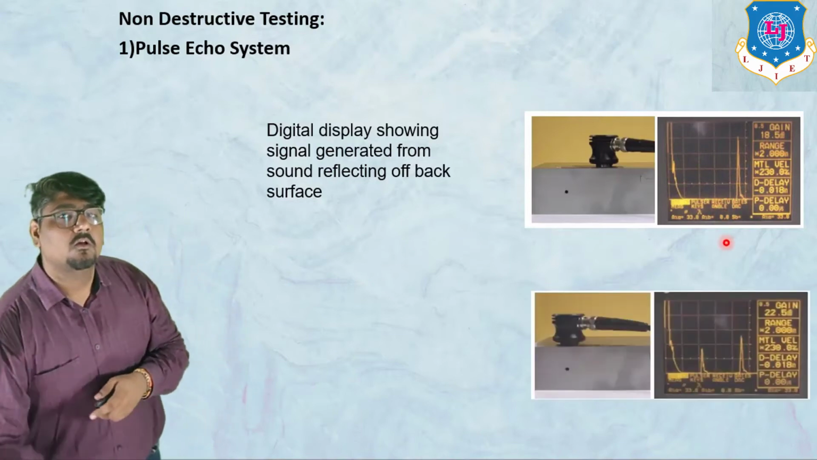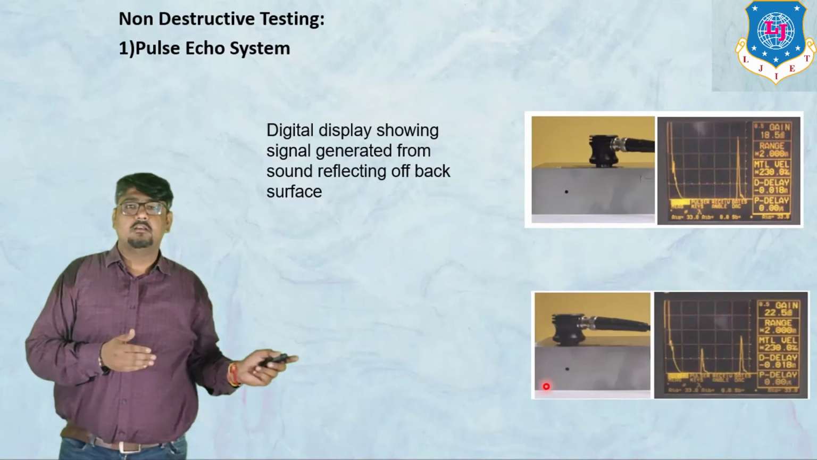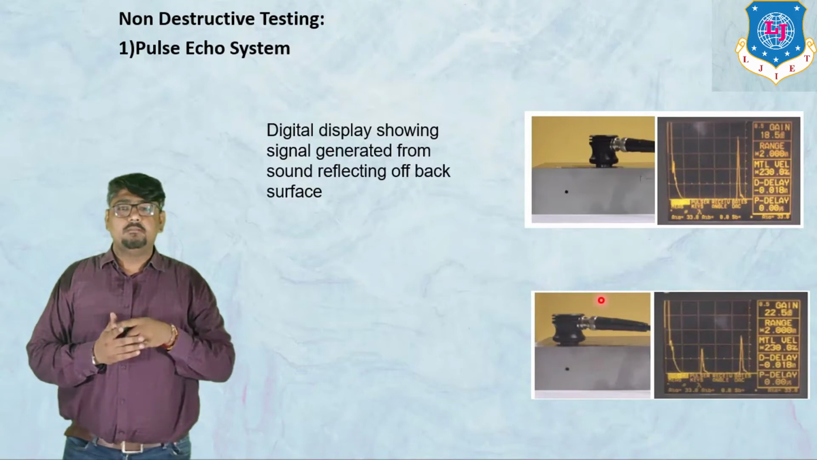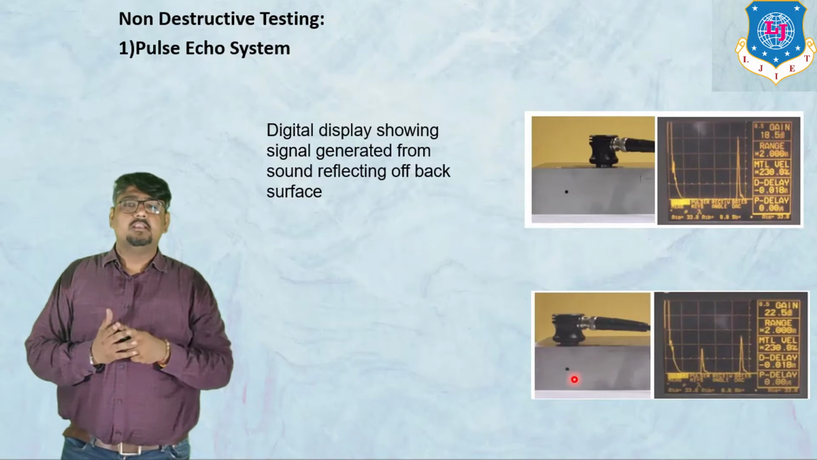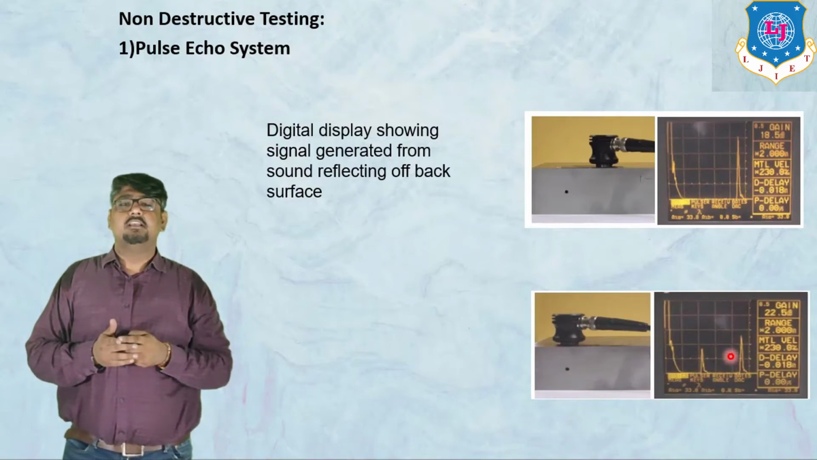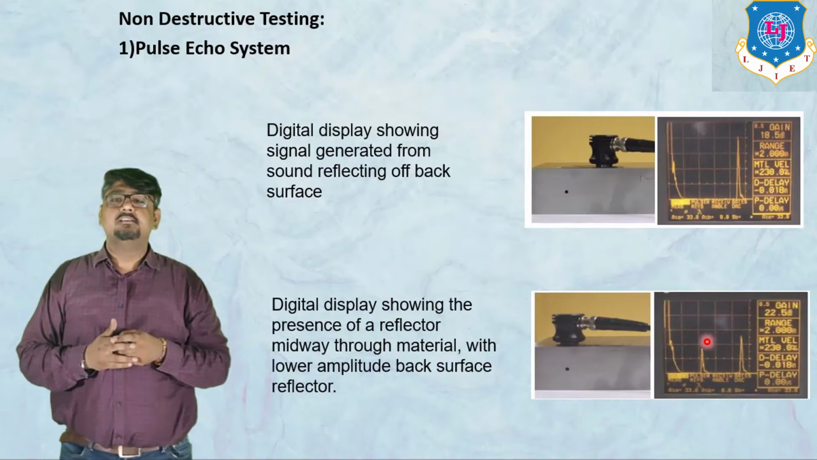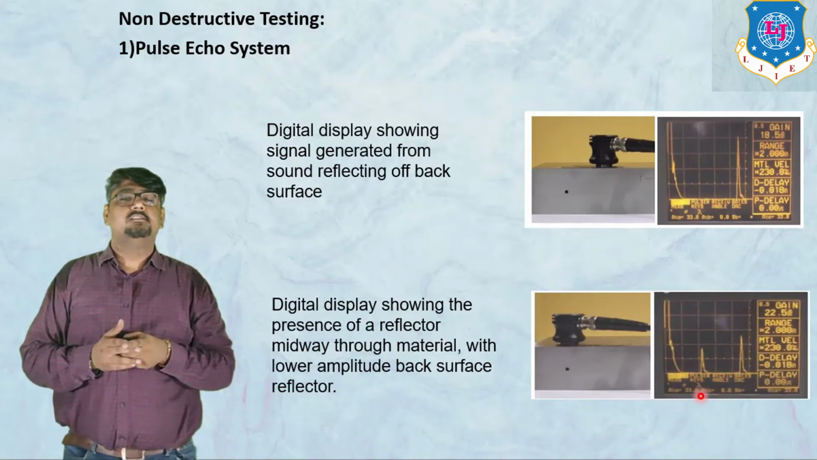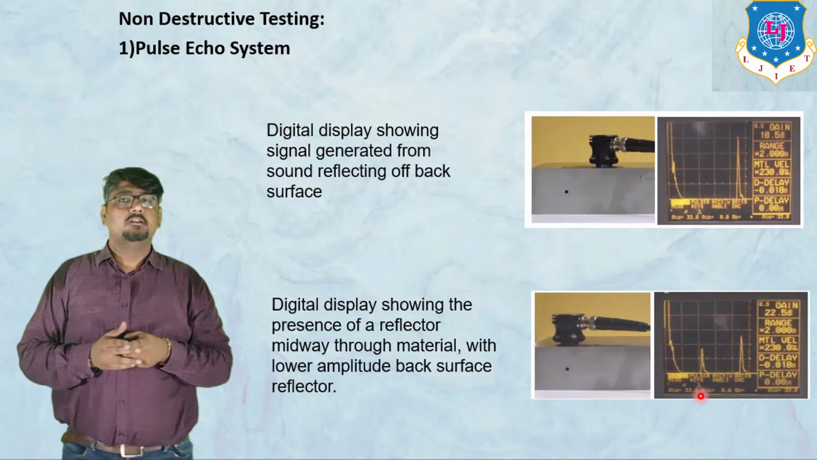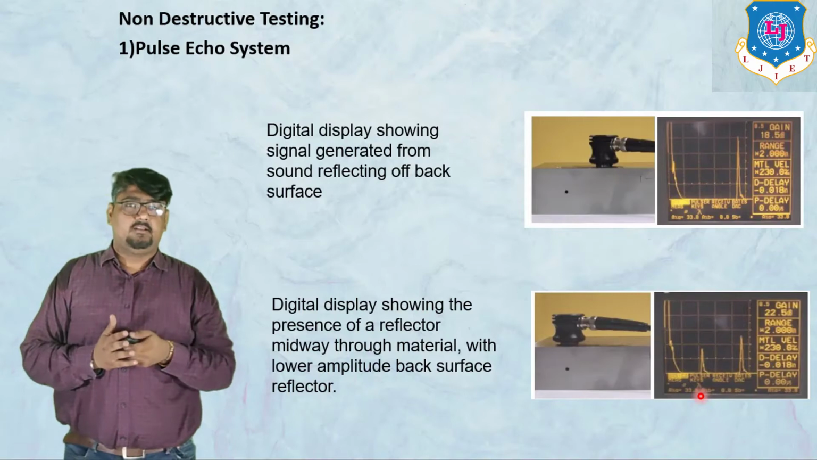Now, whenever the defect comes, look at the figure. In between there is a defect. So on the CRO screen you can see that a peak is there. The display shows the presence of a reflector midway through the material, with a lower amplitude back surface reflection. So this is how you can estimate the defect.